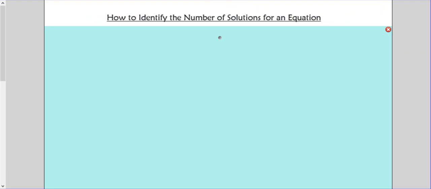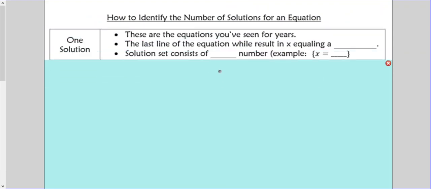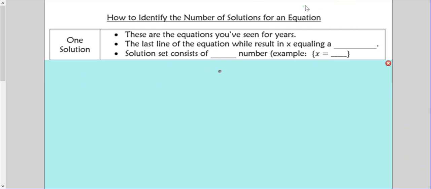I'm going to just quickly recap what we talked about here. So just how to identify the number of solutions for an equation and what it looks like. One solution is what you've been dealing with for years now. The last line of the equation will result in x equaling a number. The solution set consists of just one number, such as x equals 10.